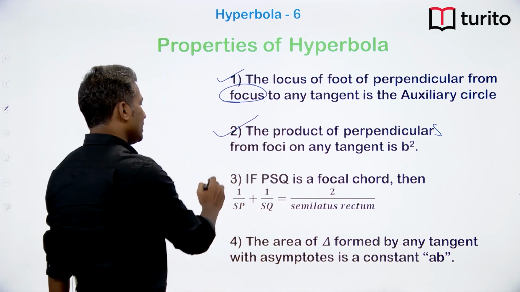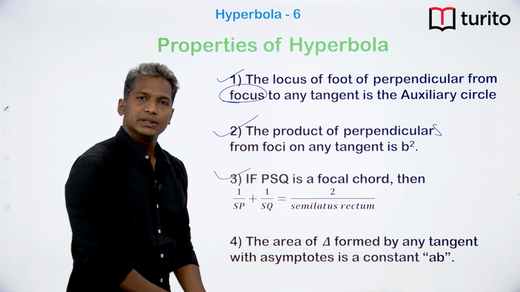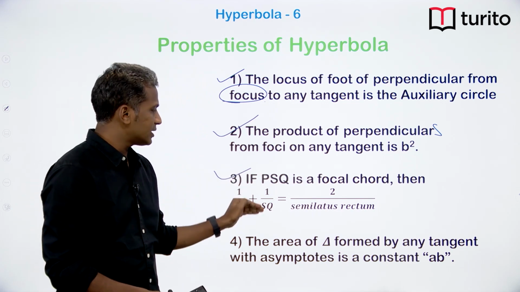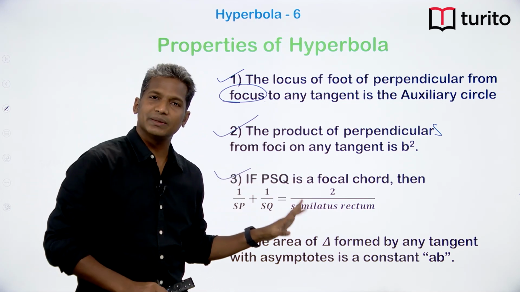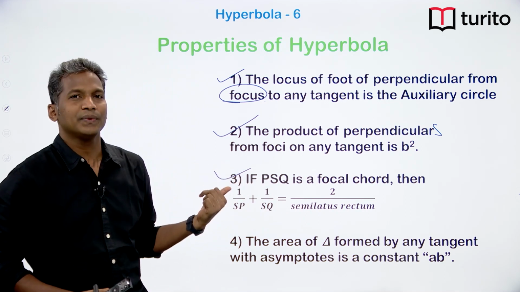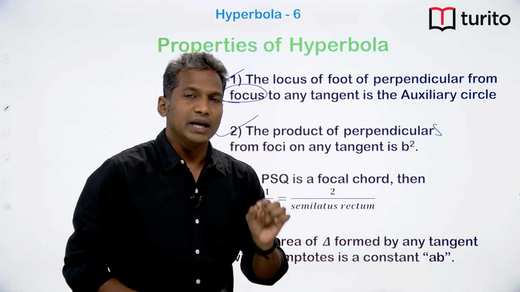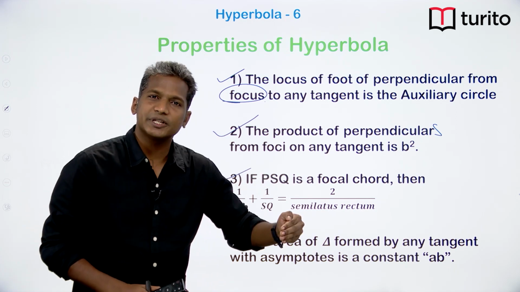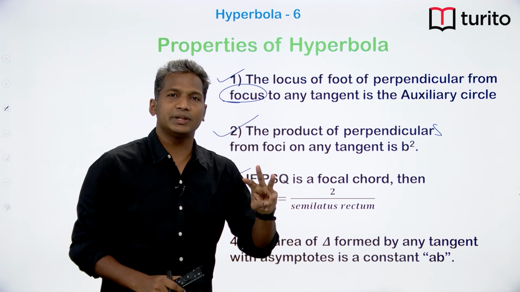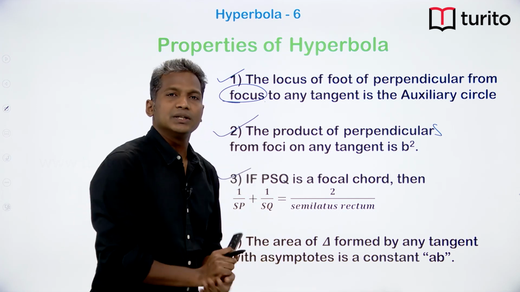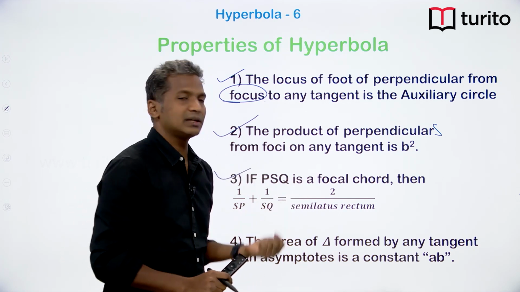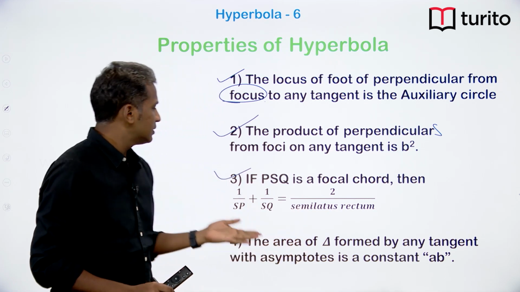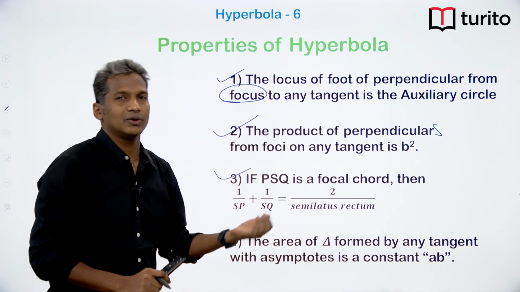Next, if PSQ is a focal chord, then 1/SP + 1/SQ = 2/semilatus rectum. This also we have learned and proved. In fact, this property is the same for the parabola, ellipse and hyperbola. For all three of them, it is the same. So, we can also say that the semilatus rectum is the harmonic mean of the segments of the focal chord.